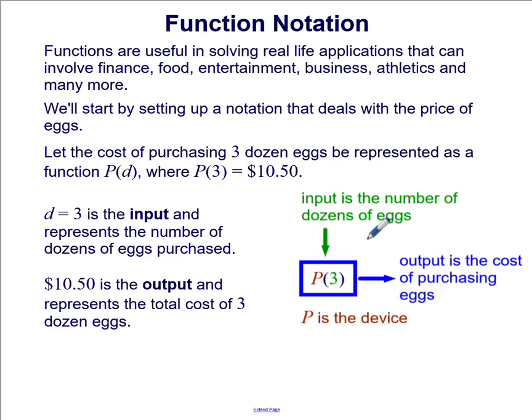Let's analyze this diagram over here. So we're going to take 3, that's the dozen of eggs that we're going to put in here. So we put 3 dozen eggs into this, and we are referring to this as a device for the purpose of our diagram. But what actually is happening is some arithmetic is being performed on the number 3, and the answer that comes out is going to be $10.50.